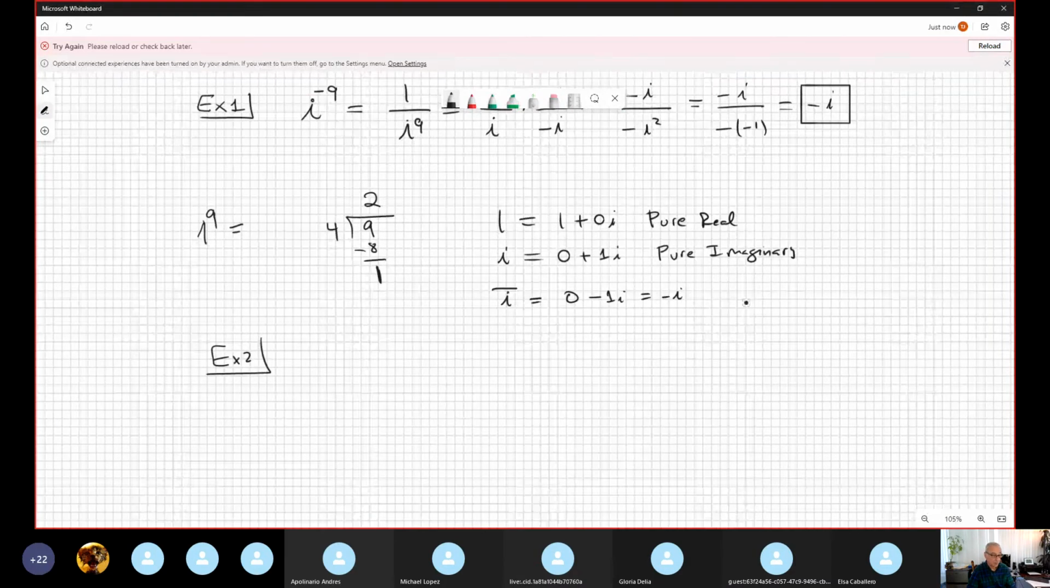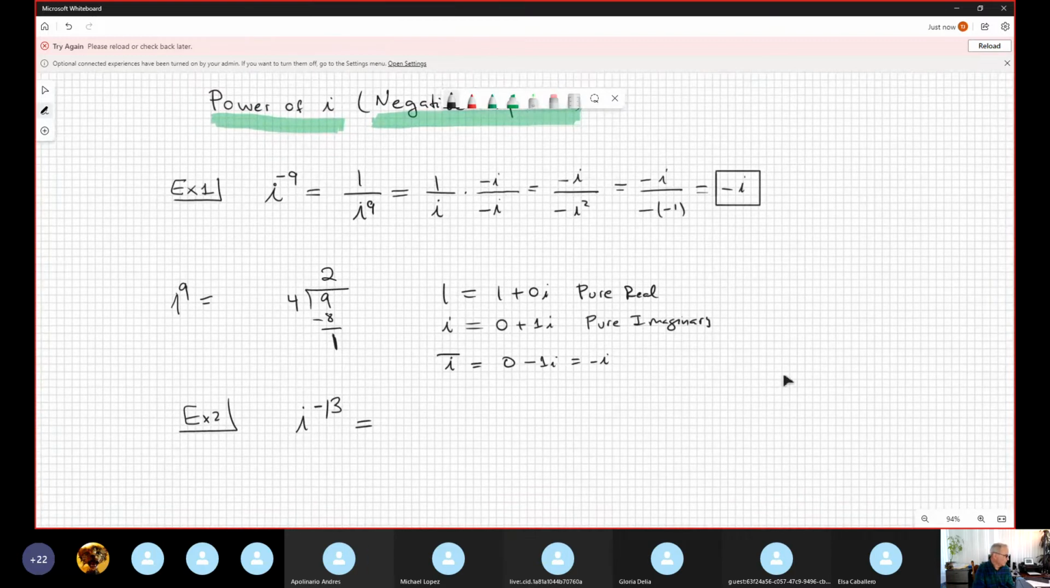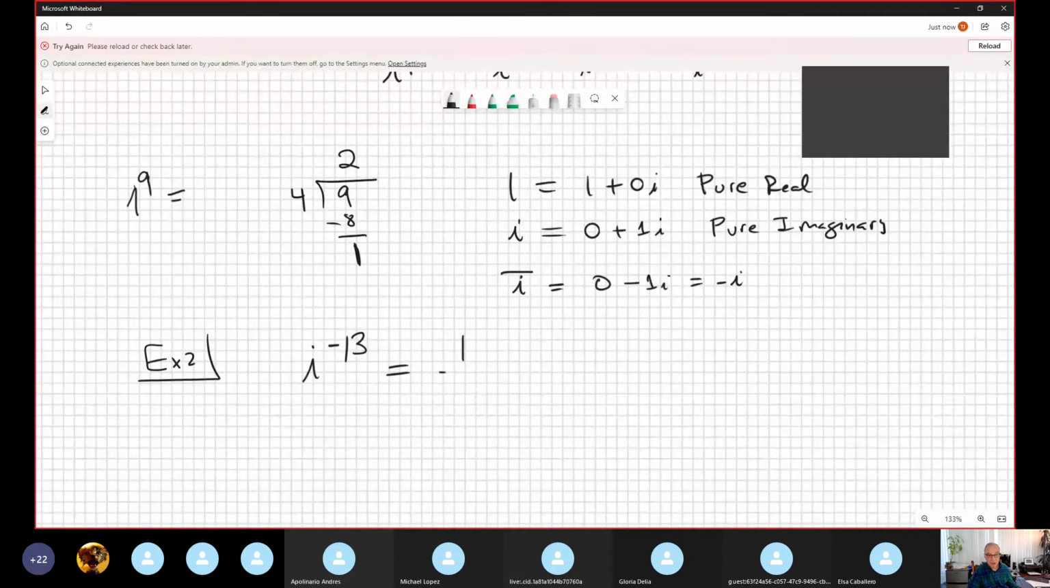Example 2. Suppose i to the negative 13. Compute that. What should I do? The negative exponent. Come on, participation. I know that you are shy. Good participation. Emily says in the chat: reciprocal. Emily suggests in the chat to change the negative exponent to positive.